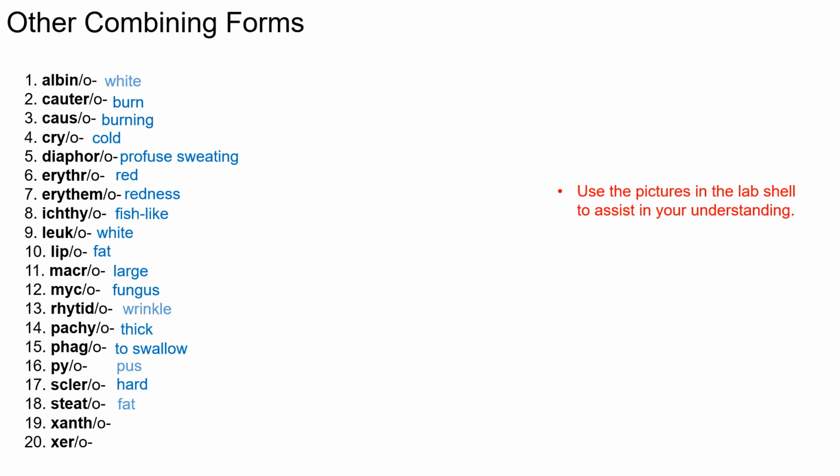Steato is another combining form for fat. Now, we won't use that one too much in regard to the skin, but it will come up when we get to the digestive system. I went ahead and added it here so you can see all three of the combining forms that can mean fat: adipo, lipo, and now steato. Xantho means yellow, and xero means dry.